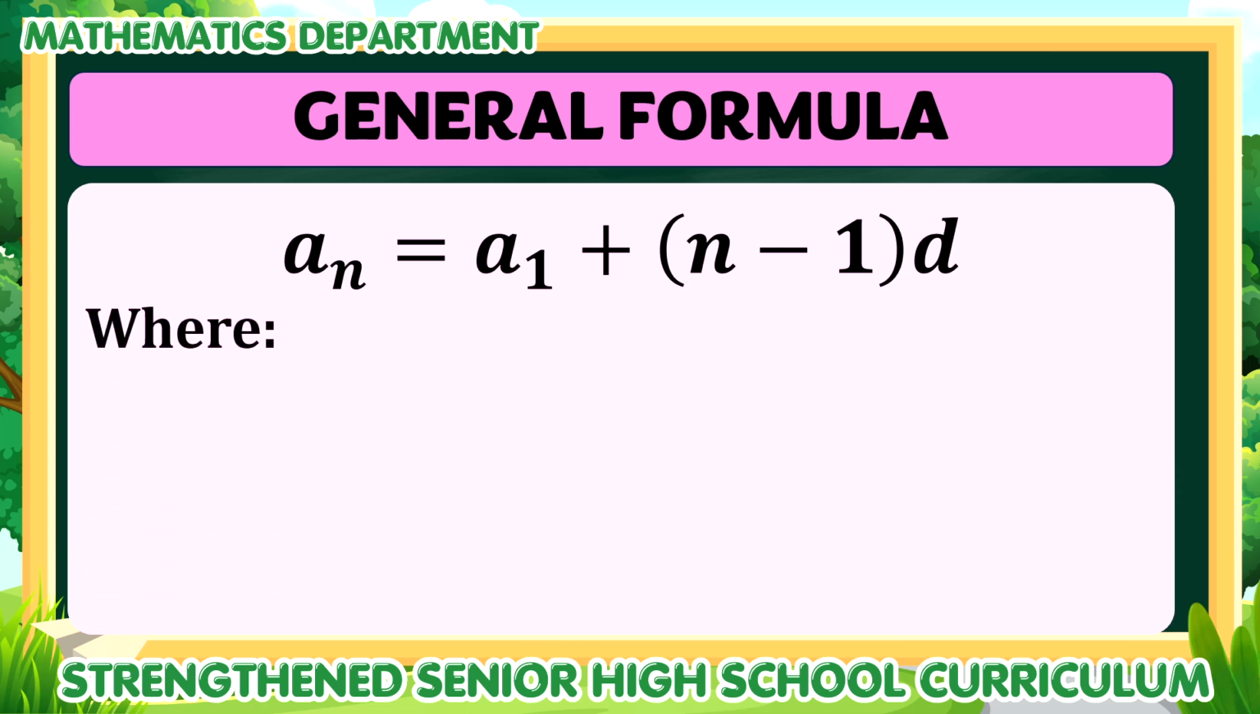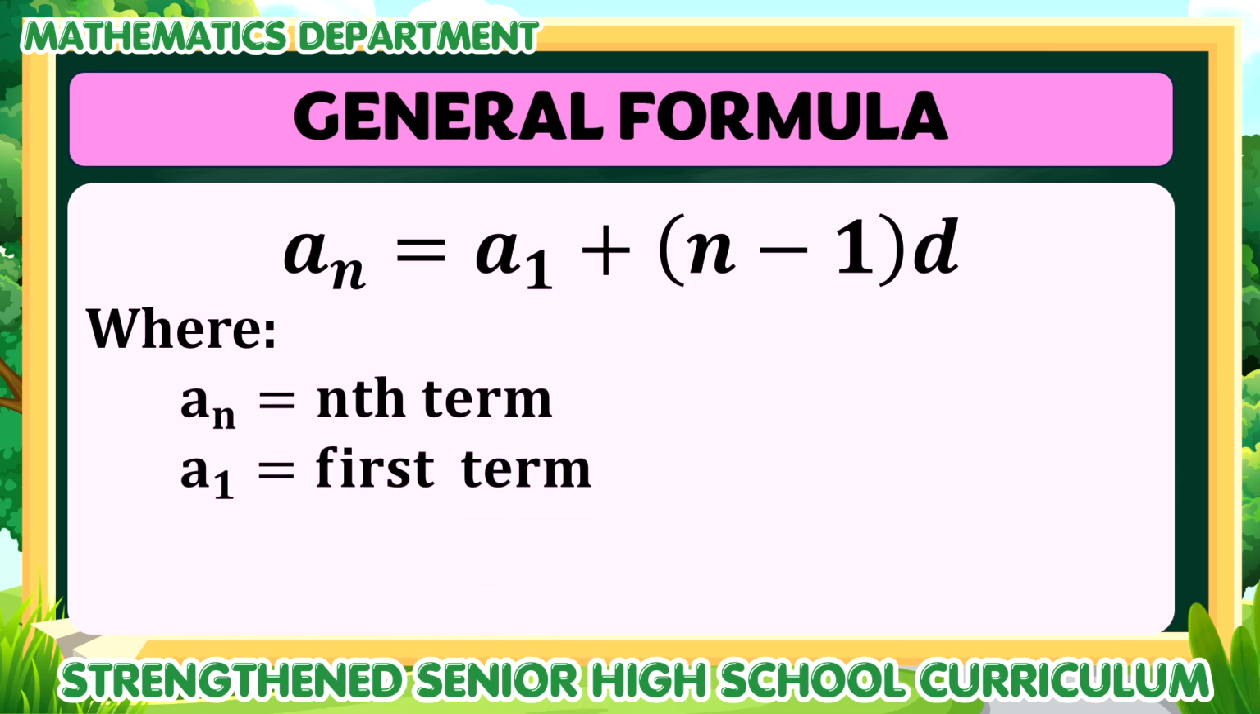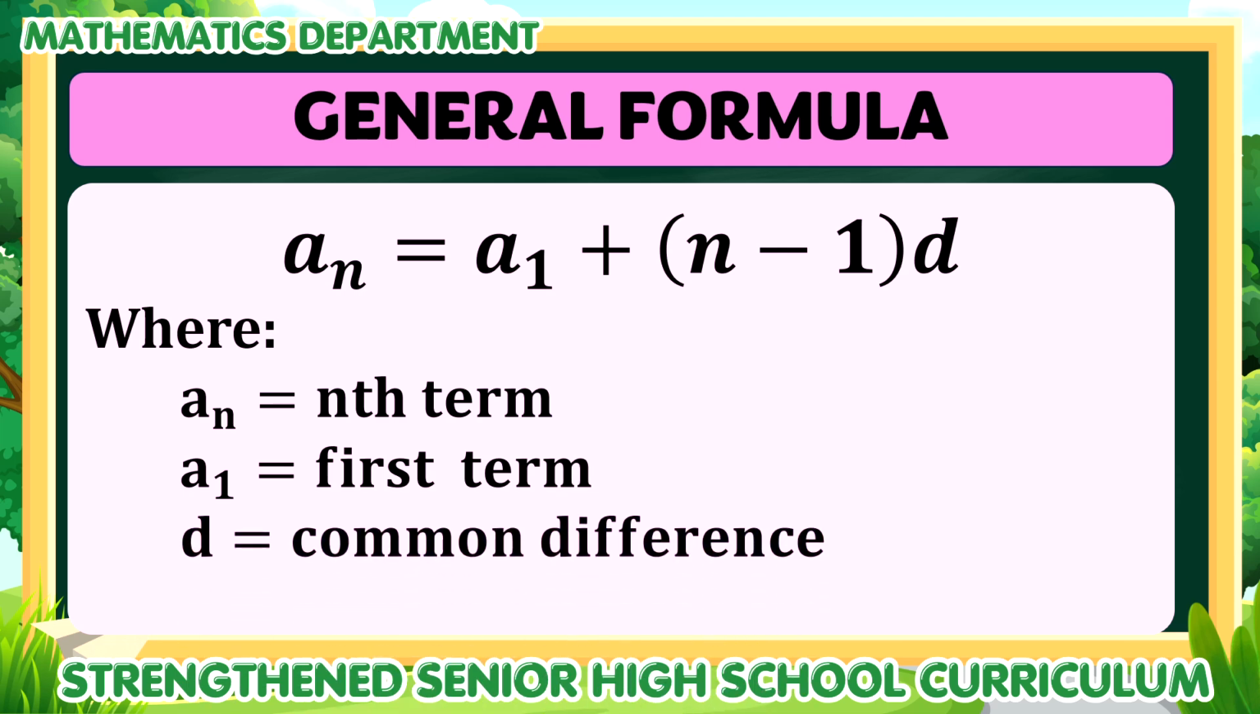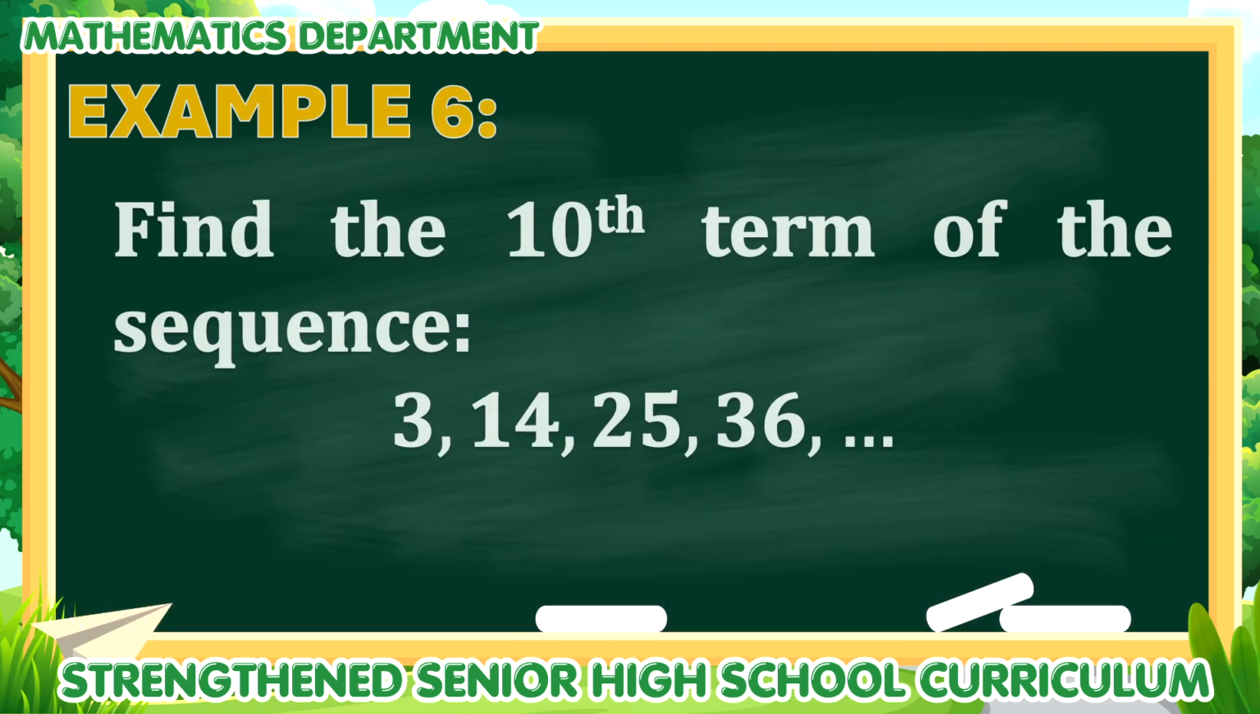Now, in this formula, our a sub n represents our nth term, our a sub 1 represents our first term, our variable d represents our common difference, and our n represents the number of terms. For our example number 6, find the 10th term of the sequence 3, 14, 25, and 36.